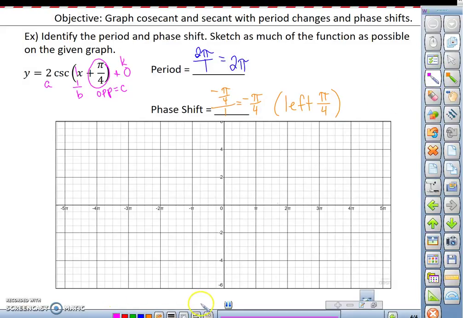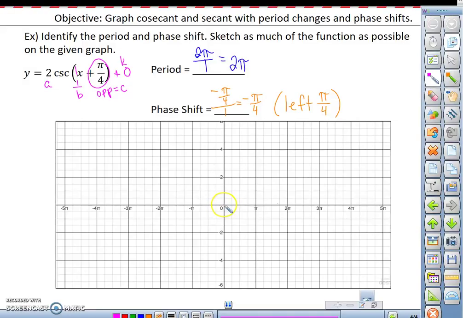All right, so let's take a look at this. One of the things that we want to do is figure out where our asymptotes are. And the asymptotes are going to be located where sine would be 0, because the reciprocal of 0 is 1 over 0, which is undefined. So instead of just graphing the sine function, a good way is to start with your sine function and where it is 0. So we know that sine starts at 0, 0. That's going to turn into an asymptote.